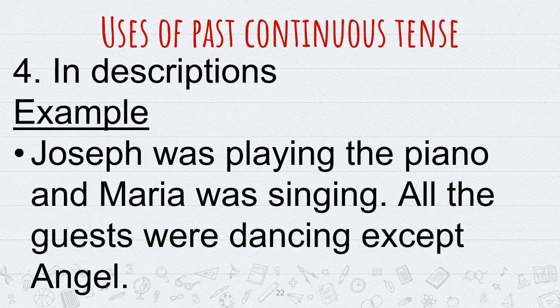The next use of past continuous tense is that it is used in descriptions. For example, Joseph was playing the piano and Maria was singing. All the guests were dancing except Angel.